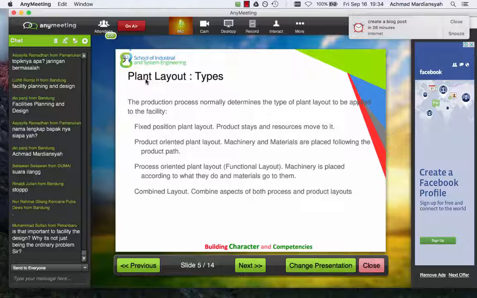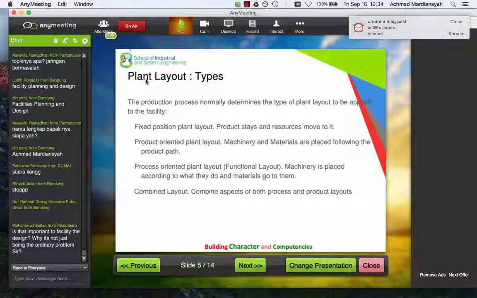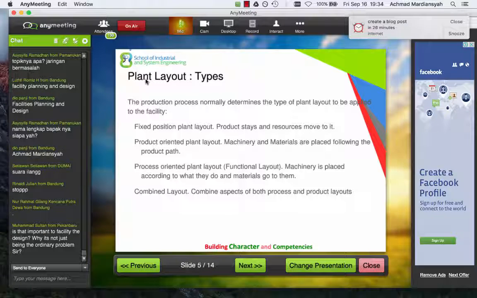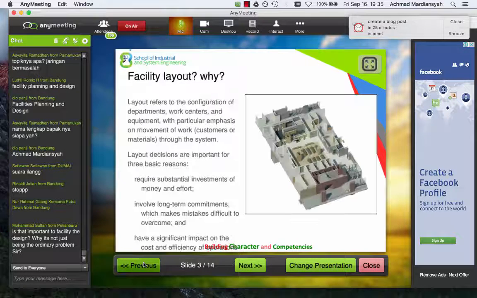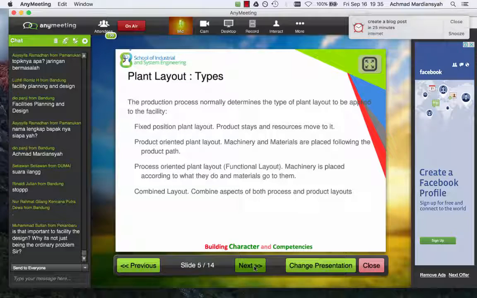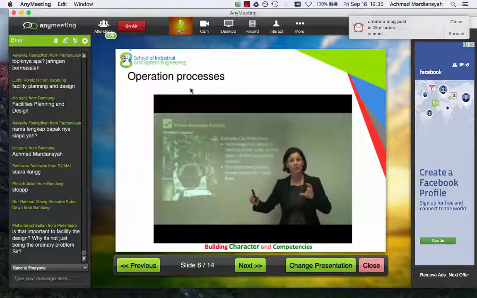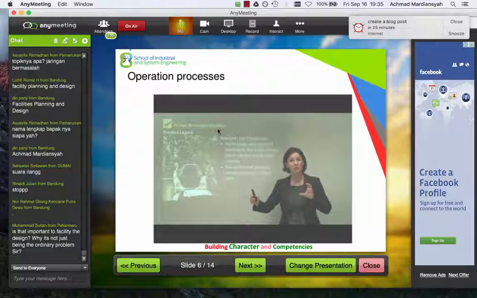I have one question: is it important to facilitate the design? What is to facilitate the design? To design the facility. Yes, it is important, not just an ordinary problem. I think you are late here. I discussed the reasons in the previous slide: facility layout, why? Maybe you are late. Here we talk about the operation process.